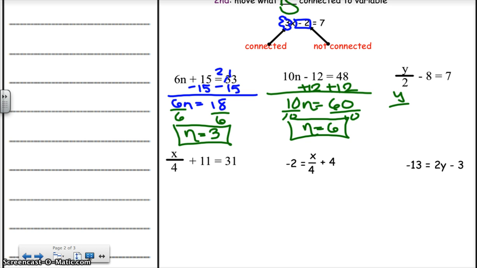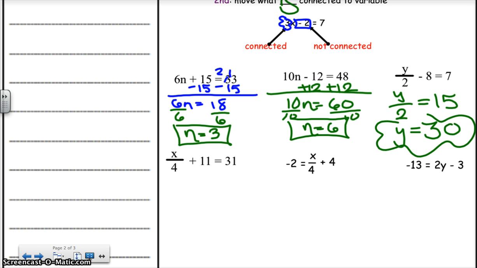The first thing I would do is y minus 2 equals 15. My professor knows what I did there. They know that all of a sudden my 8 disappeared. So what I did is added 8 to both sides. And now I need to multiply by 2, so I would say y is equal to 30. And call it good. And it looks much better.